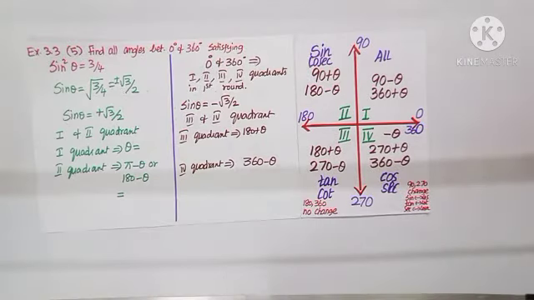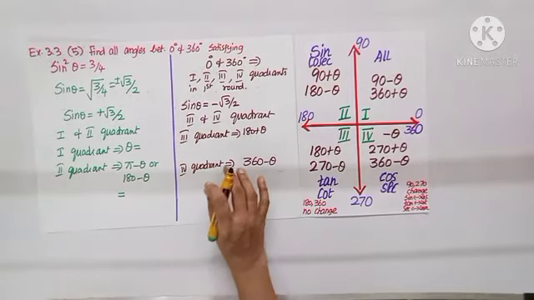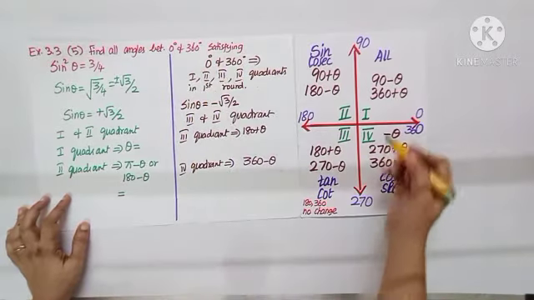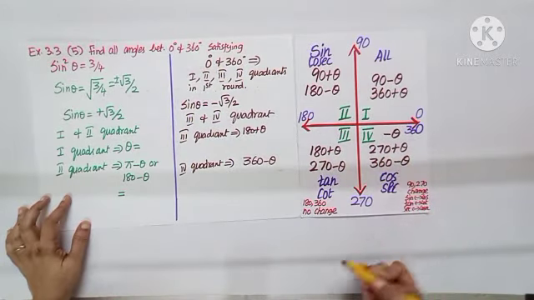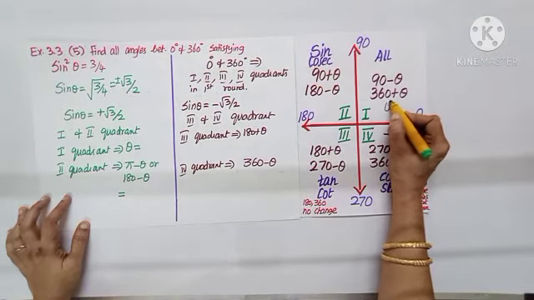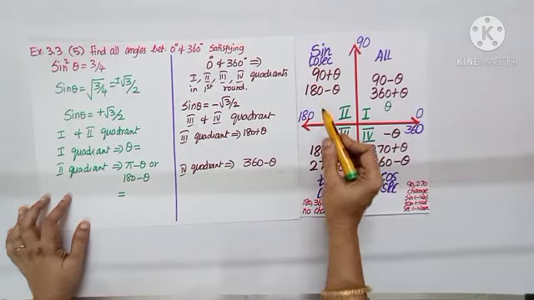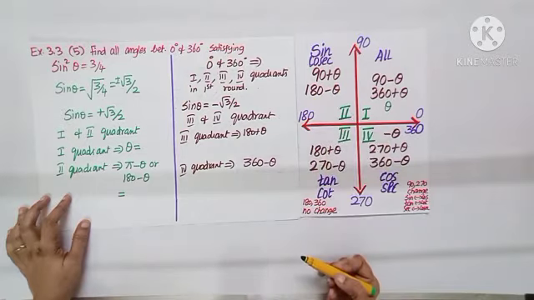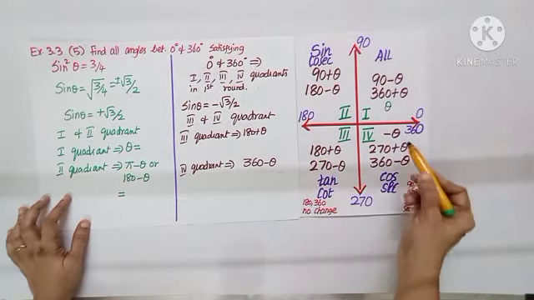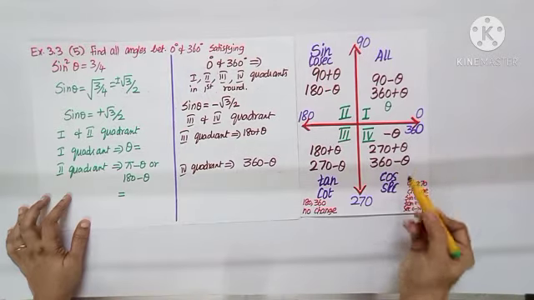Question number 5. Find all angles between 0 degrees and 360 degrees satisfying sin square theta equals 3 by 4. 0 to 360 tells me all the 4 quadrants. First quadrant, take theta as it is. Second quadrant, 180 minus theta. Third quadrant, 180 plus theta. Fourth quadrant, 360 minus theta.